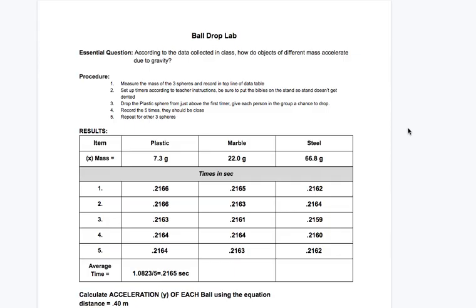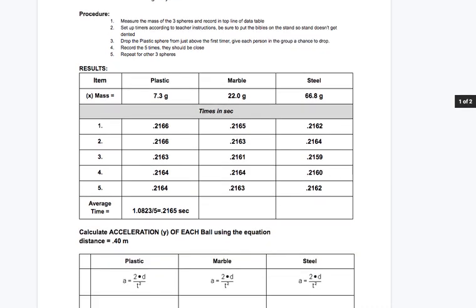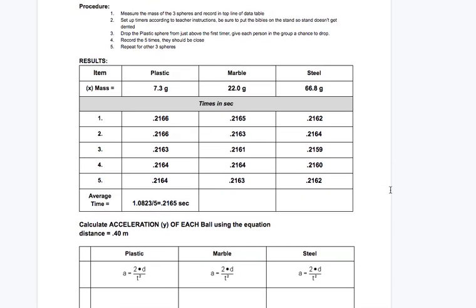I collected the data, and this is what the data table looked like. The plastic ball weighed 7.3 grams, the marble was 22, and the steel was 66.8. I collected 5 times for each of the 4 balls, dropping them 40 centimeters, or 0.4 meters. And then I did an example for the first one.